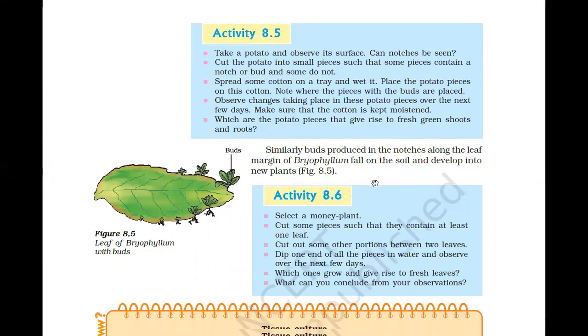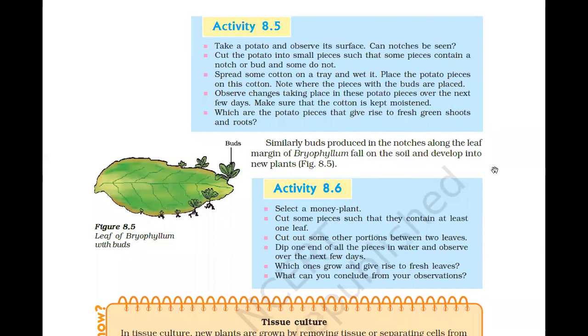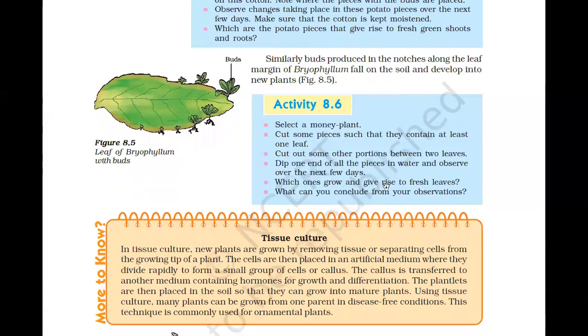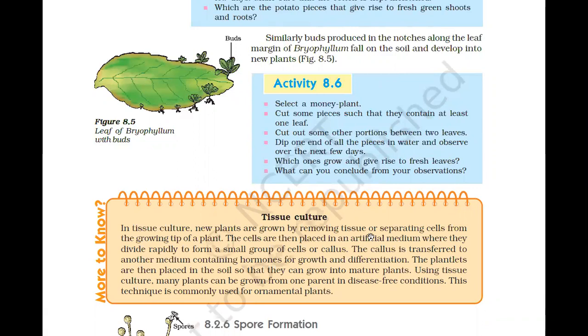Similarly, buds produced in the notches along the leaf margin of bryophyllum fall on the soil and develop into new plants. Activity 8.6. Select a money plant. Cut some pieces such that they contain at least one leaf. Cut out some other portions between two leaves. Dip one end of all the pieces in water and observe over the next few days. Which ones grow and give rise to fresh leaves? What can you conclude from your observations?